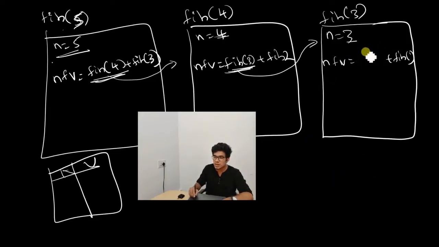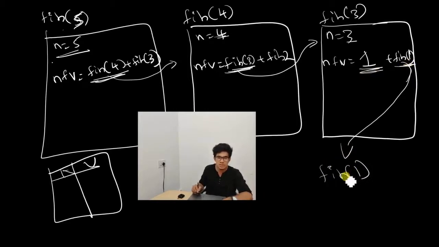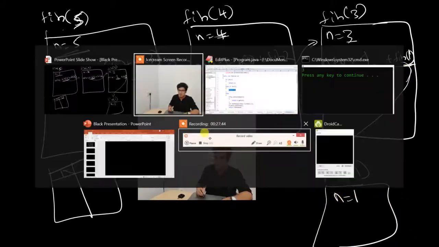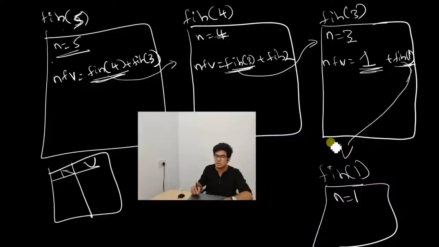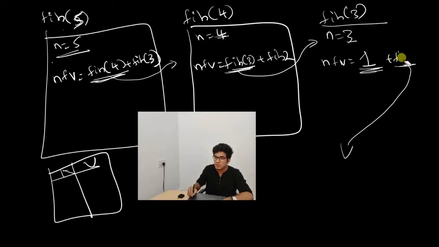The return value 1 will go and sit here. Fib of 3 is fib of 2 plus fib of 1. Since the fib of 2 method is over, you will call the fib of 1 method, so the fib of 1 activation record will open. For this activation record, the n value is 1. Is 1 equal to 1? Yes, so you are returning 0. This activation record is erased and the 0 value will be placed here.